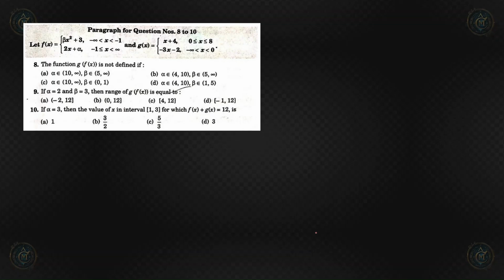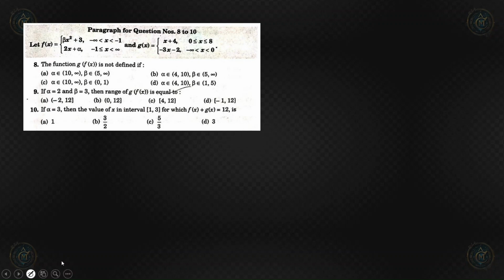This is the last question of this session. Let us solve this, the last paragraph. Okay, so this says let f(x) equal to this function and g(x) equal to this function. Okay, so f(x) and g(x) are piecewise defined. Okay, the function g of f(x) is not defined if alpha belongs to this, if beta belongs to this. Okay, so we have to find the range of alpha and beta such that g of f(x) is not defined. Okay, so let us solve this.